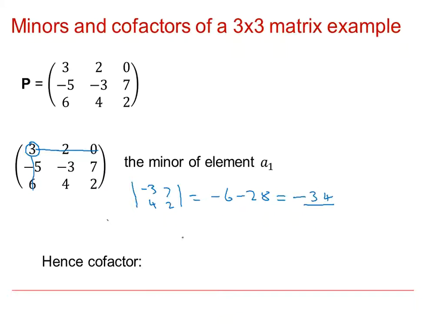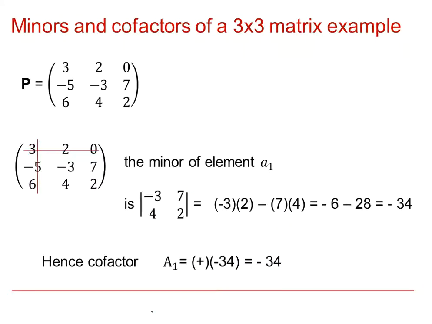Hence the cofactor for the element A1 is minus 34, because it's in the position in the matrix that's assigned with a positive sign, and once we've found the cofactor of that element, it's called capital A1. As you can see there, and we can see how we've assigned it with the plus sign.